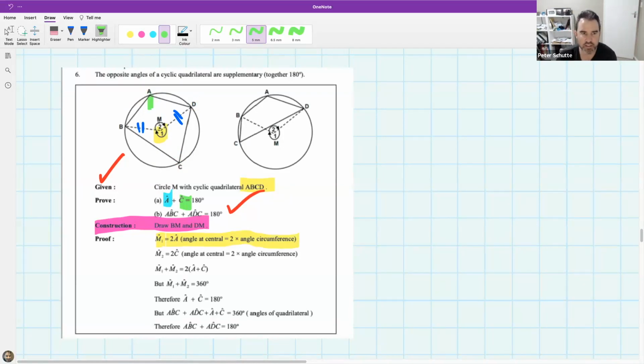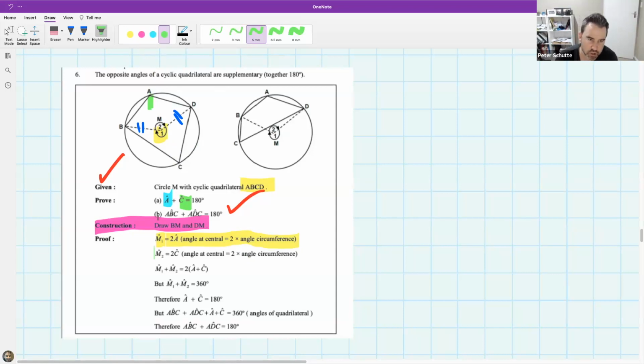And see how in this theorem, where we're trying to prove the opposite angles are supplementary, we are using a theorem that we've proved before. You do need to memorize what theorems you're allowed to use, but you cannot use a theorem that you're trying to prove. You can't use it in itself. It has to be kept separate.